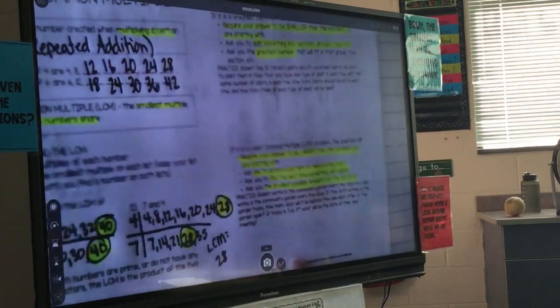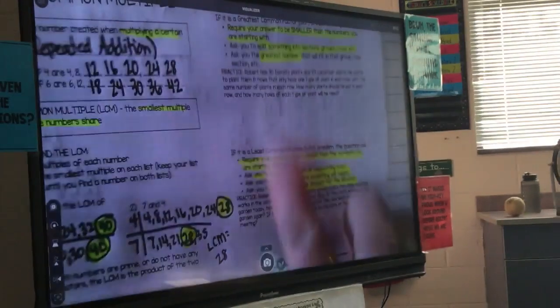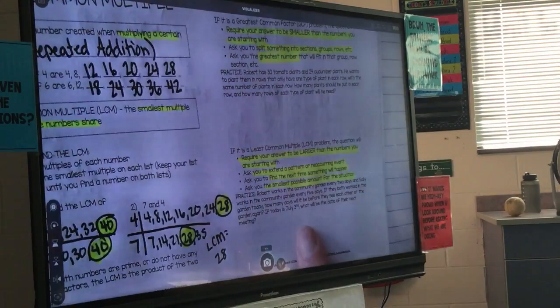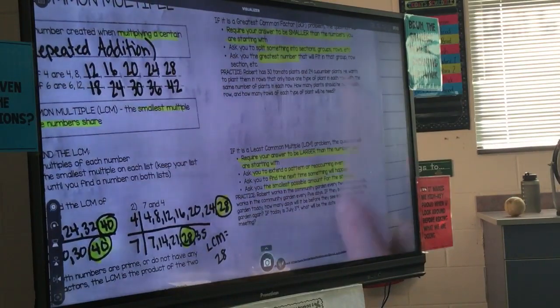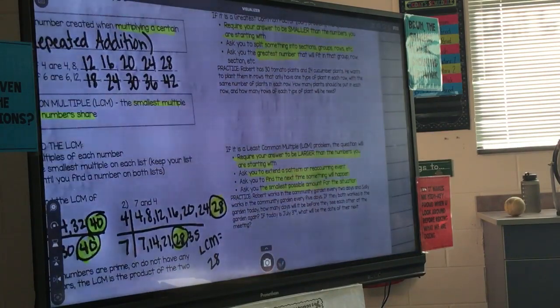Okay? You and your table mates, partners, whatever you want to call them, you're going to do the practice for GCF and the practice for LCM together right now. These are word problems, so what should you probably do within your word problems? Annotate them. I'm going to give you about 5 minutes. If you finish before then, stand up. If not, then we'll go over them when we're done.